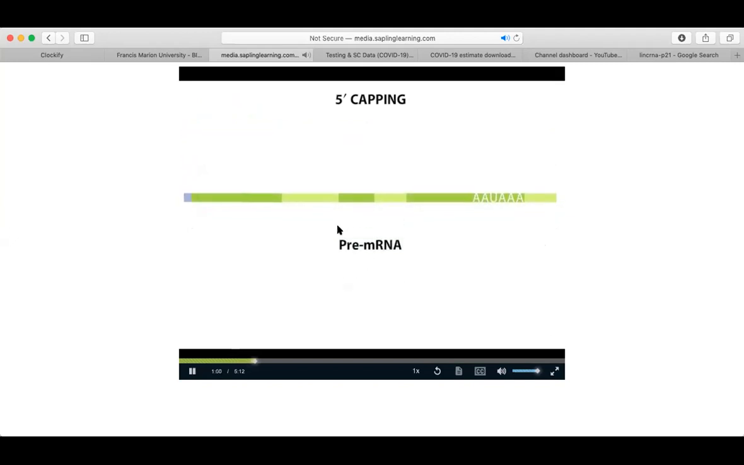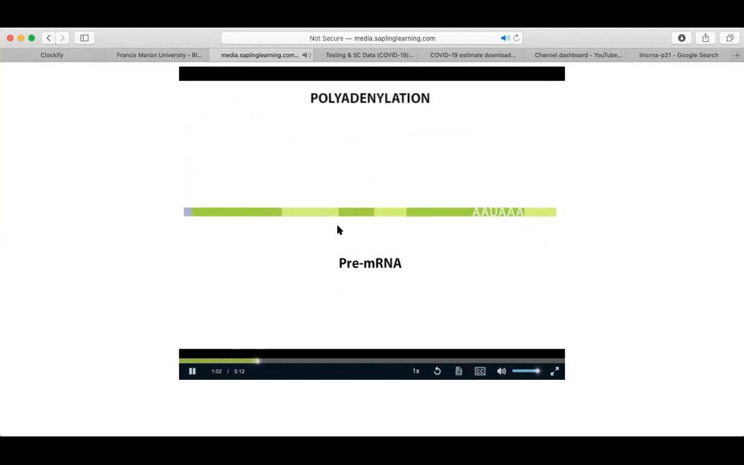RNA processing continues with polyadenylation. First, the pre-mRNA must be cleaved shortly after the 3' consensus sequence. Then, from 50 to 250 adenine nucleotides are added to the cleavage site. The next step in RNA processing is the removal of introns.